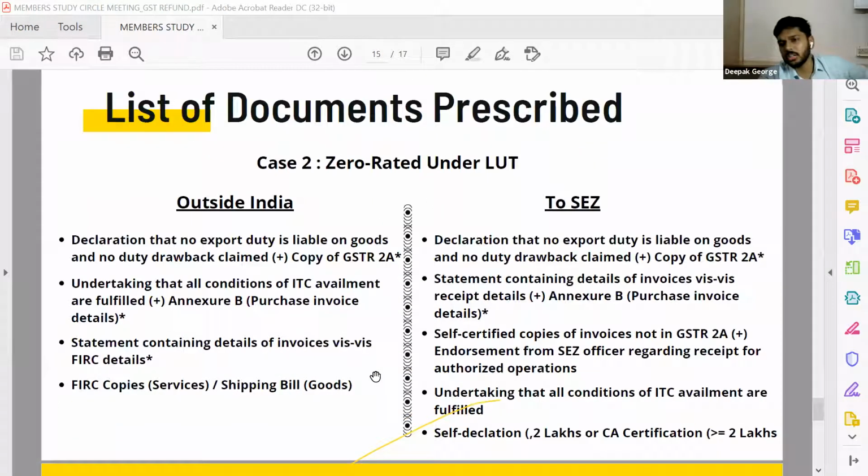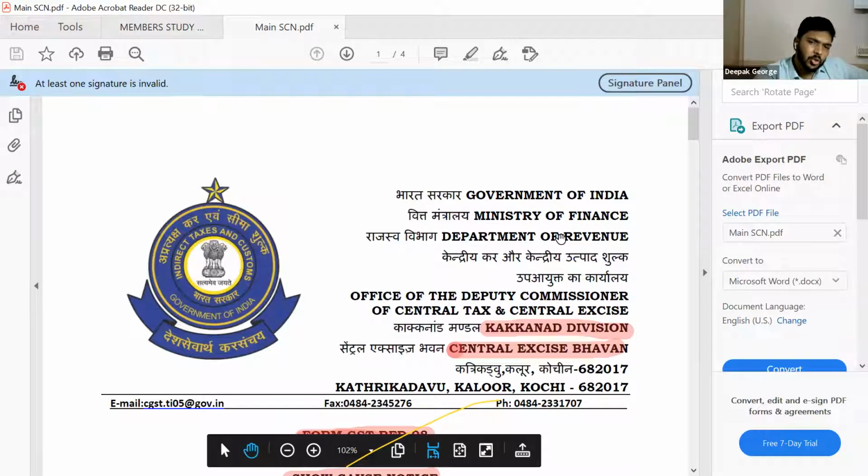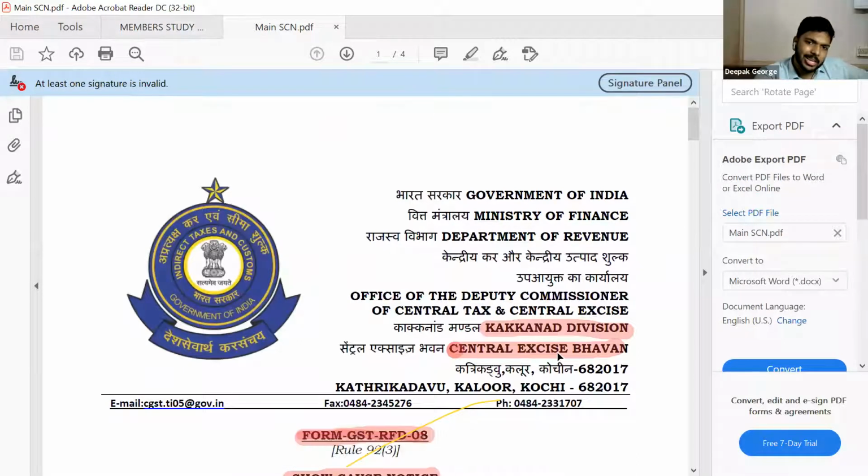Now I'll quickly show you the show cause notice which I wanted to show you. Yes, it is here. I believe you can see the screen. It is basically a show cause notice issued by the Central Tax and Central Excise Bhavan, Central Excise Bhavan on the CBI Road, Kakkanad.